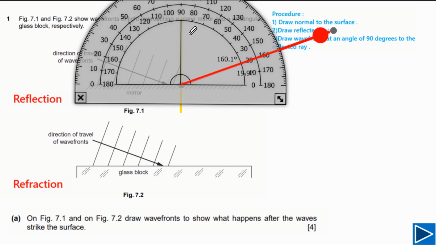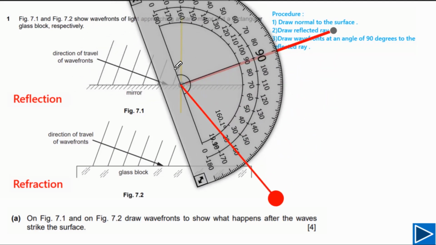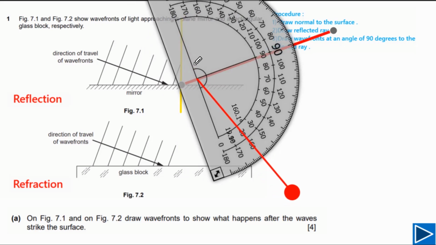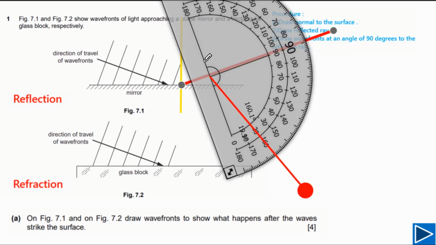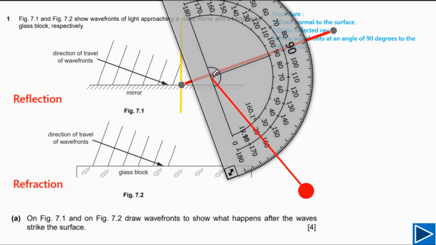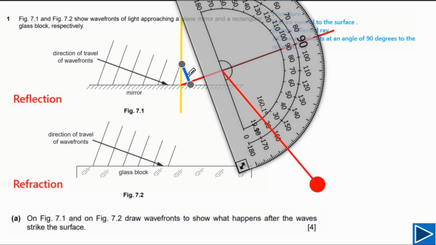Next step, we need to draw wavefronts. We need to move this protractor. We need to align this one with our reflected ray, so you can place like this and you can draw the first wavefront. So this is how you can draw. Then you can move this back, and you need to consider the distance between wavefronts has to be the same as this distance between these incident wavefronts, because the wave is the same and it is in the same medium.